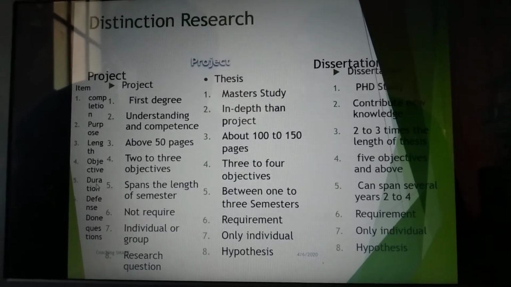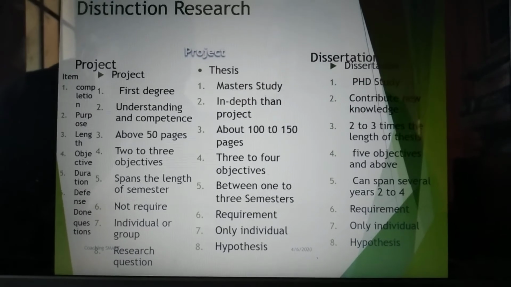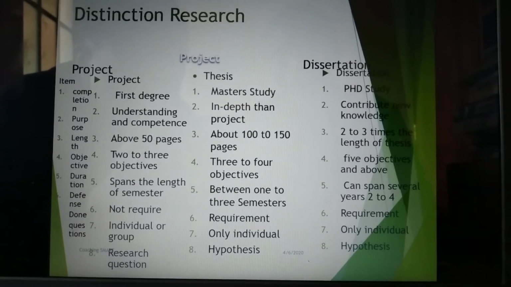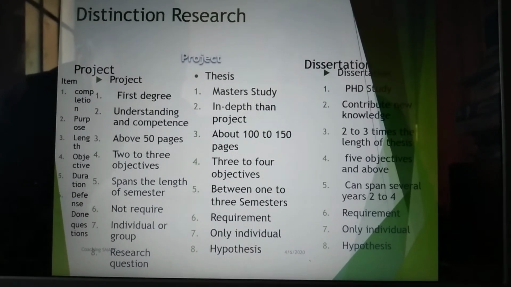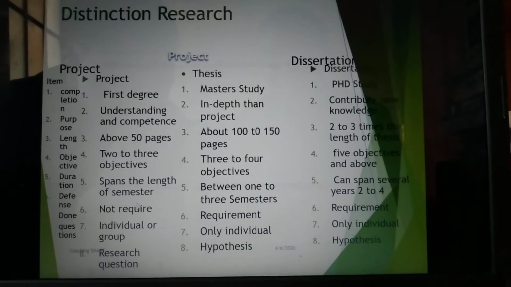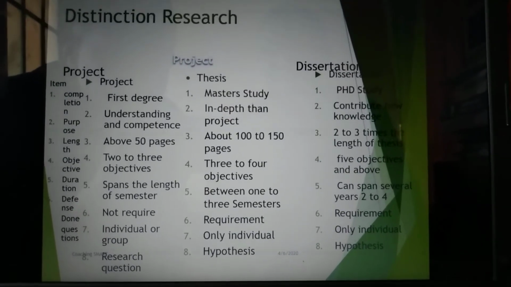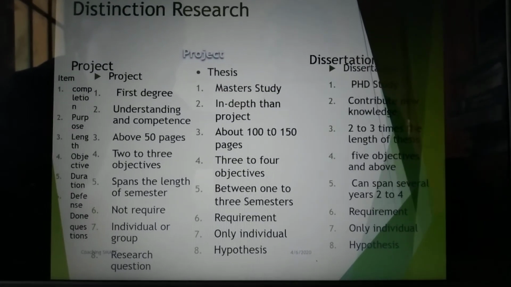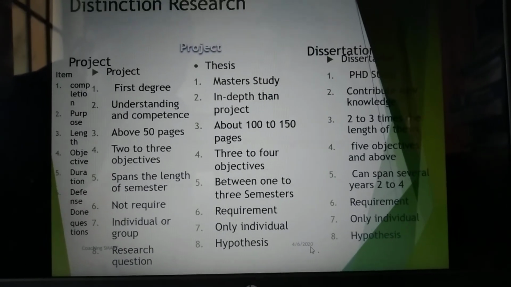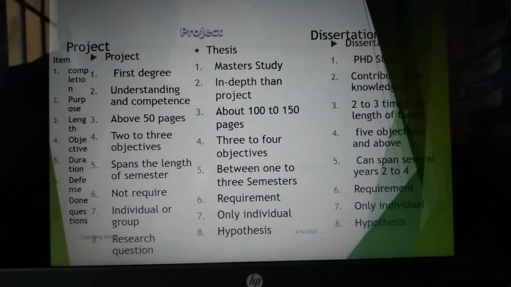Duration. When you talk about duration, we are talking about the period which is covered, the span, the length of a semester. And a semester is normally 3 months. But now when you come to a thesis, between 1 to 3 semesters, that is 1 year and 2 or 3 months. When you come to dissertation, can span several years, between 2 to 4. So that is the composition of duration.